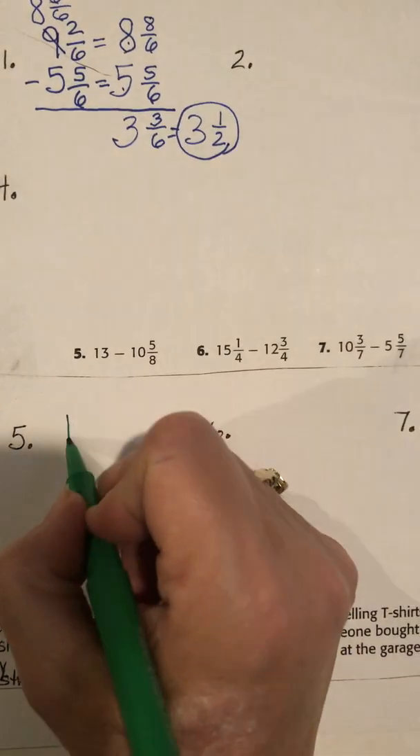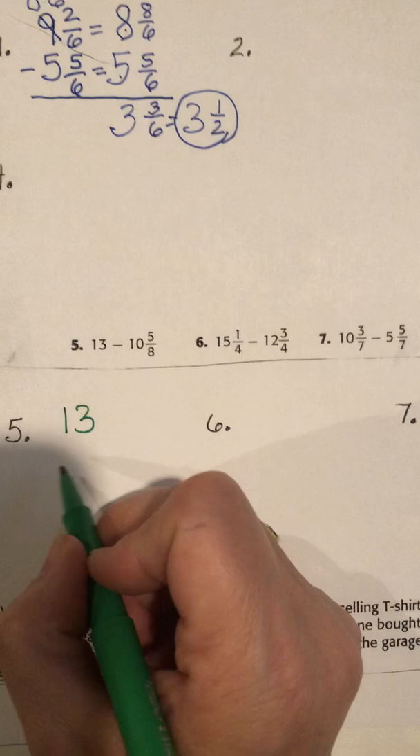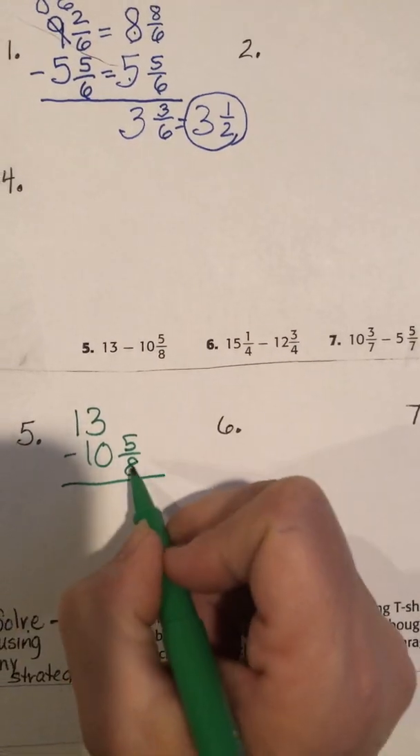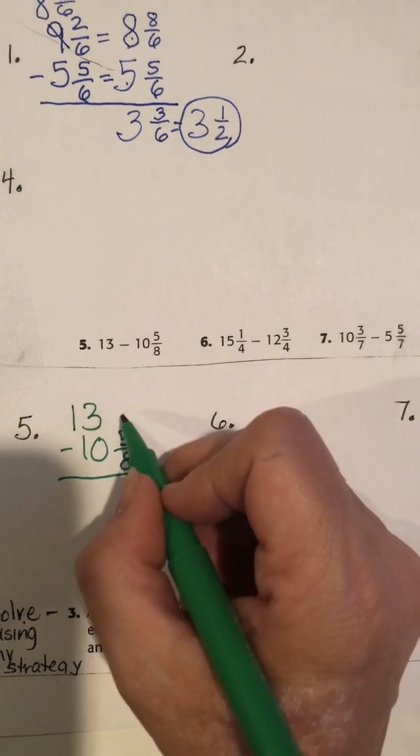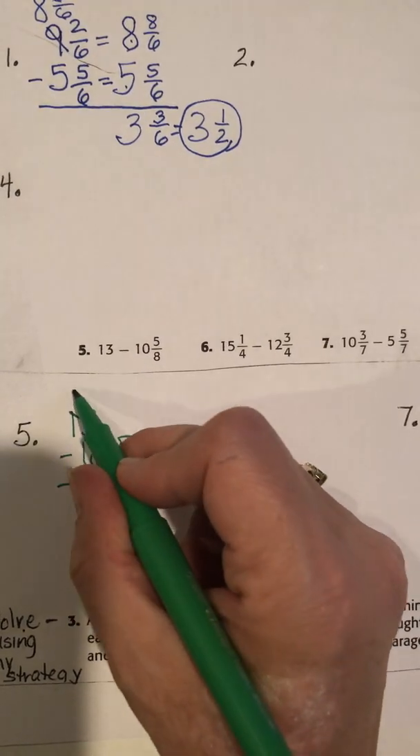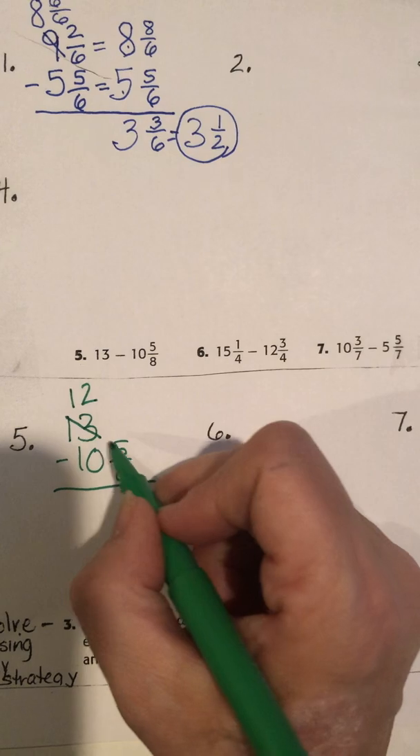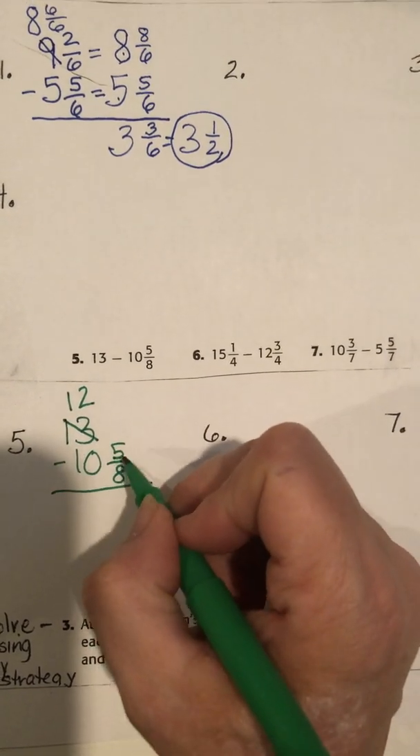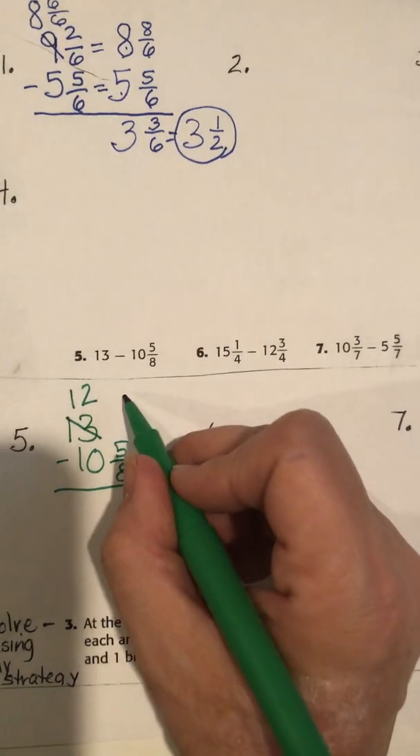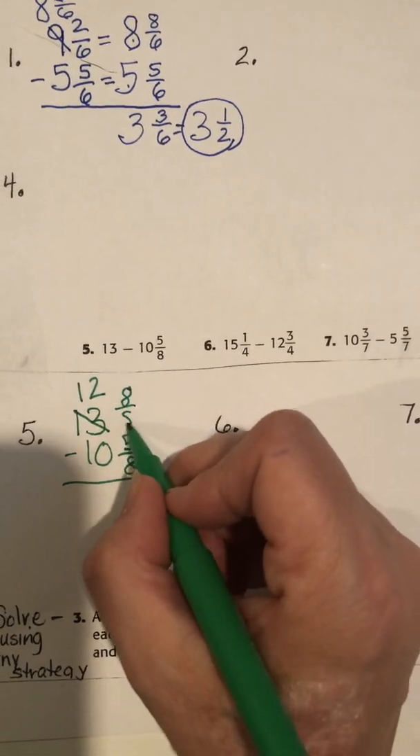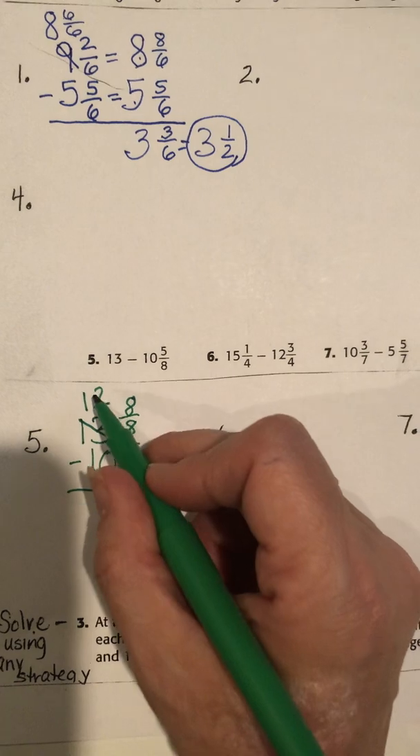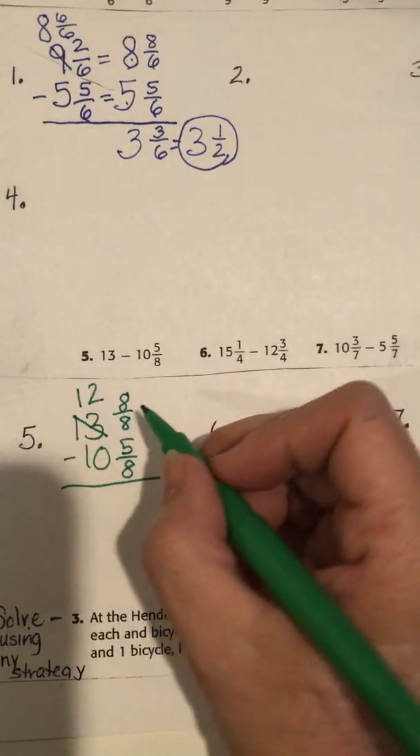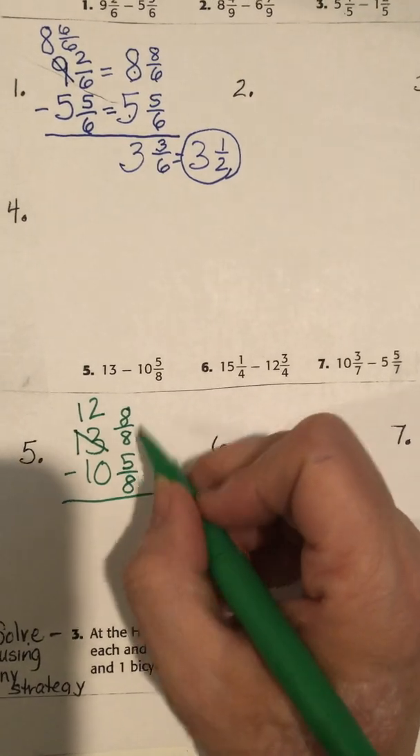So, this one is a whole number, minus 10 and 5/8. Now, the only difference with this one is there's nothing here, but that's okay. So we're still going to borrow from here. I make that a 12. And remember, we just need to have something that equals that 1 we borrowed, which is going to be 8/8 because we need 8ths here. So I'm going to just change that 13 to 12 and 8/8. That makes 13, okay? But now I have the 8/8 that I can do the subtraction with.